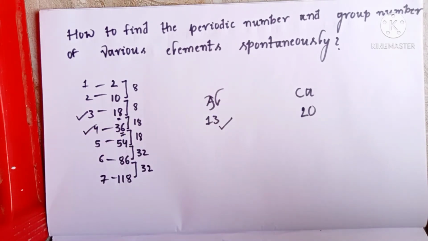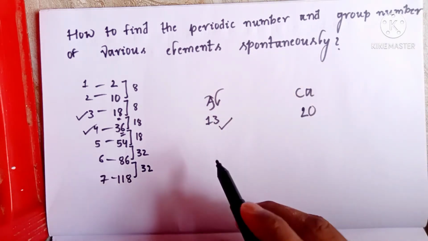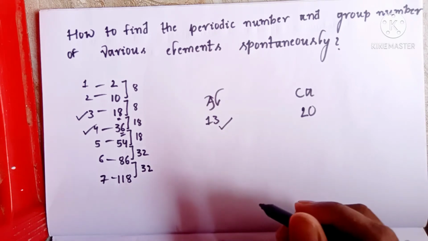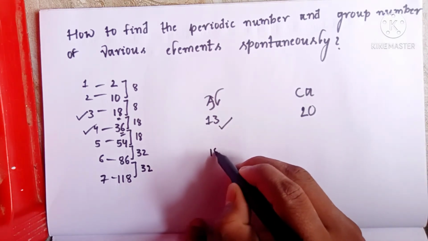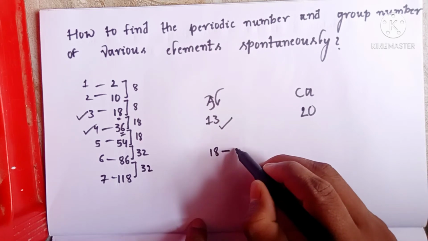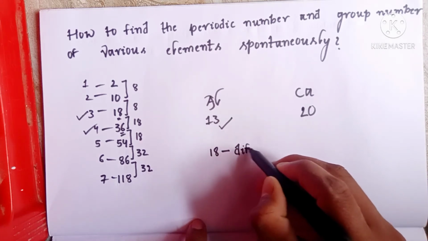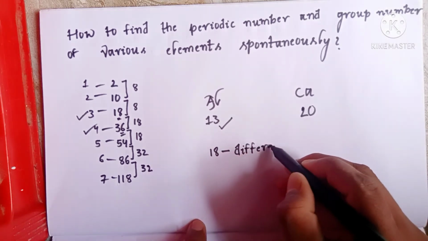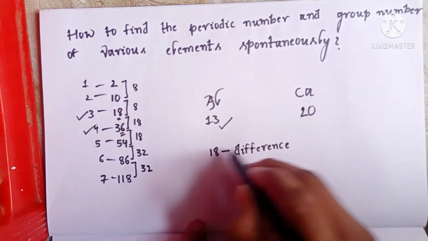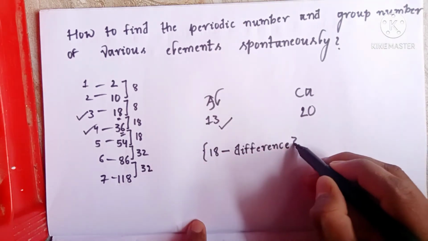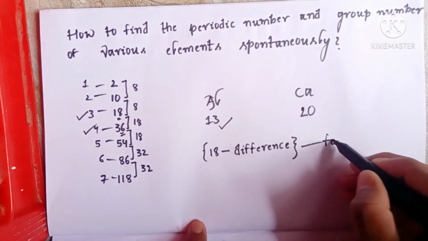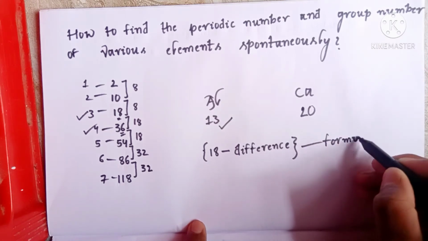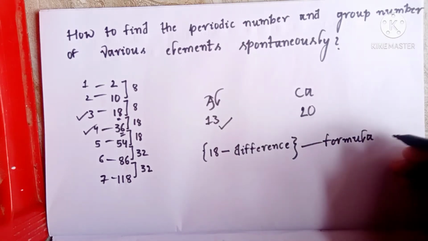Now friends, let us know the trick to find the group number of these elements. For finding the group number, there is a formula, friends, that is 18 minus difference. This is the formula to find the group number of elements, friends.